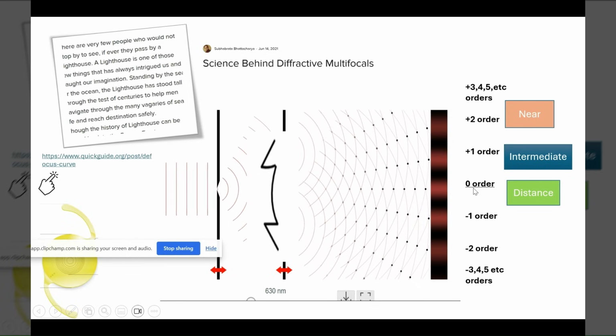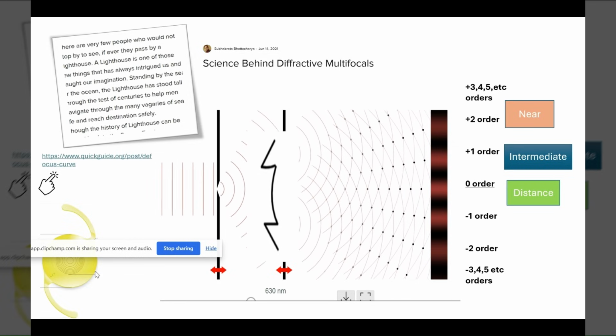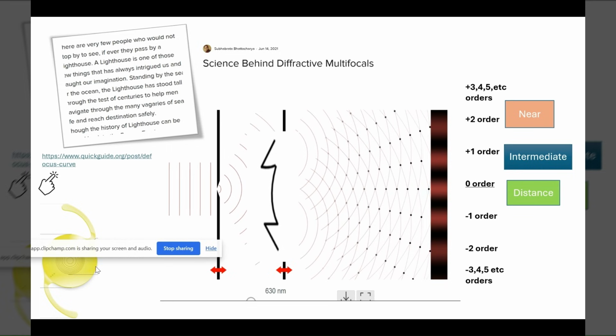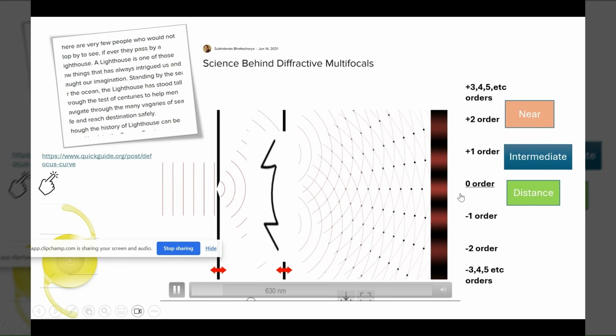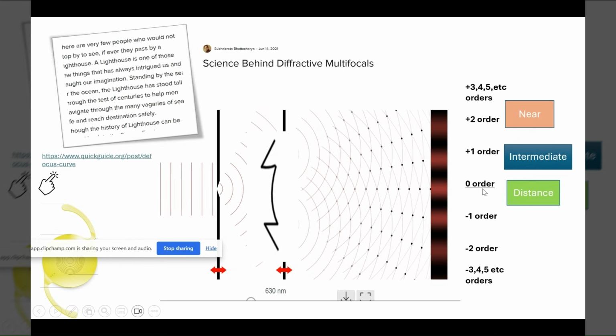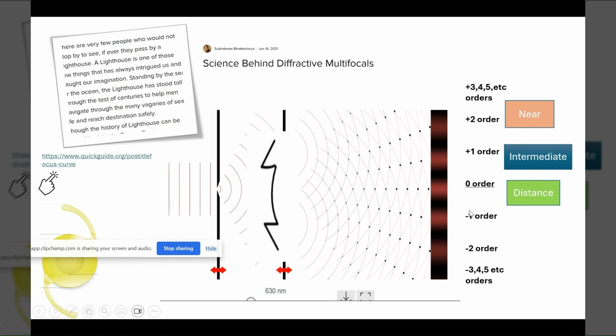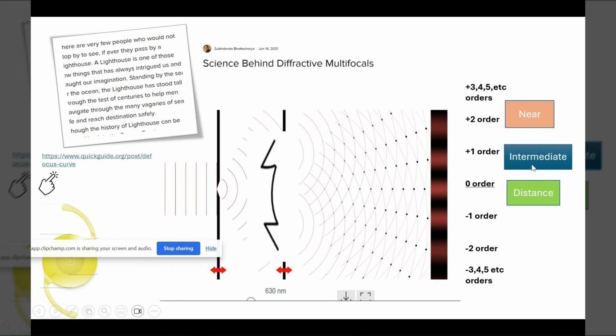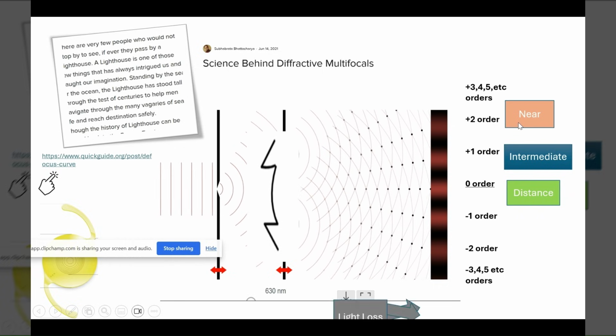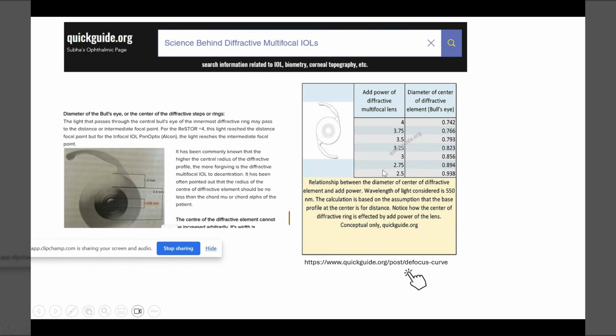For most lenses, zero order is the distance, that is the refractive base curvature, the monofocal lens on which the steps are built. The monofocal base curvature is also refracting the rays of light to the distance zero order. So the steps are built in such a way that the zero order is the distance focal point, plus one is the intermediate focal point, and plus two is the near focal point. Now, the distance between the steps means how far your near focal point is from the distance focal point. That is the add power of the lens, right?